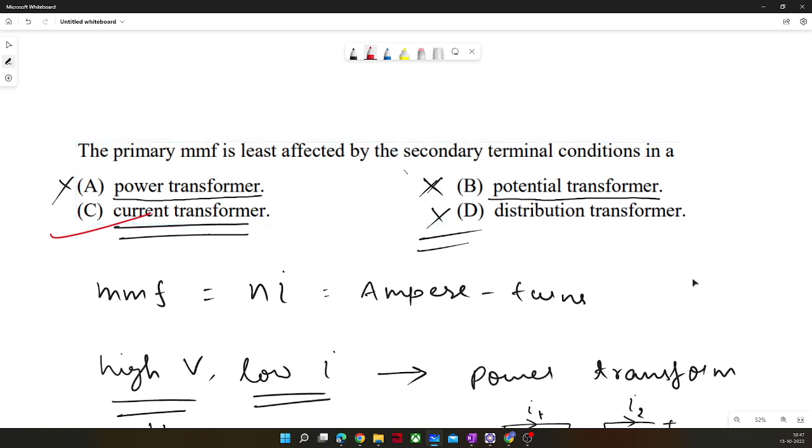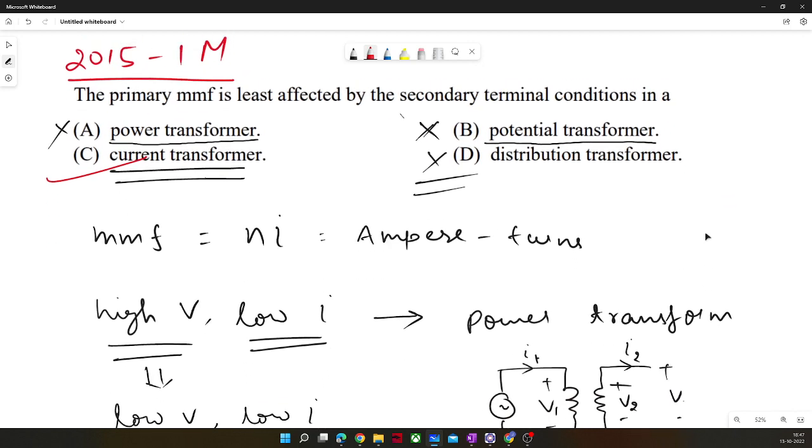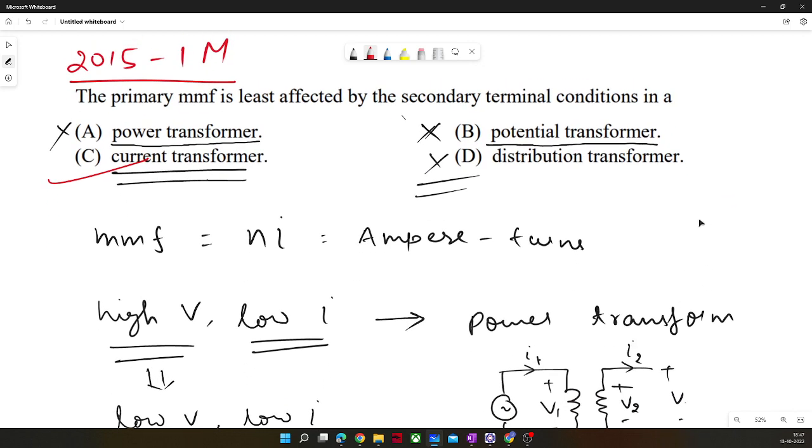Fine, so these three problems, this was also asked in 2015, but for 1 mark only, because this was a bit theoretical problem. So any doubt in this problem or any of the above?